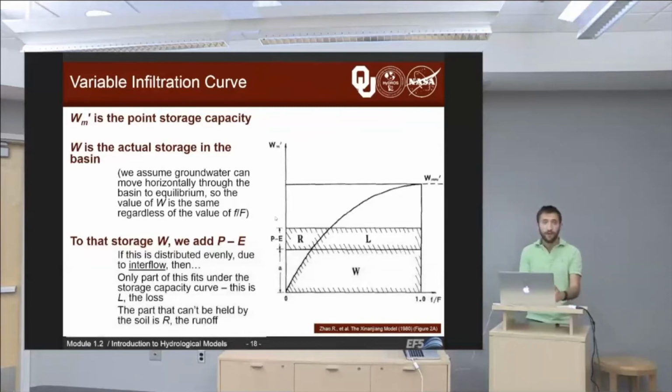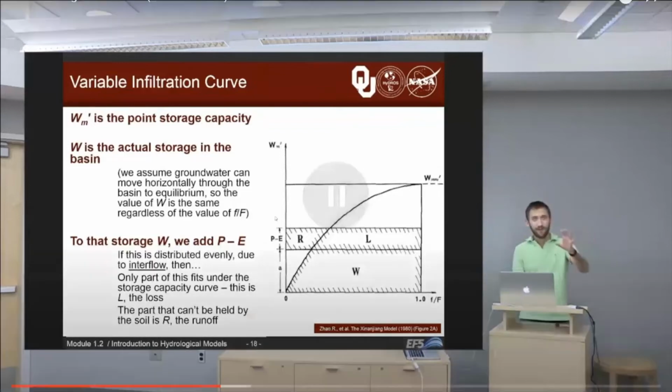Only part of that, though, fits under the infiltration capacity curve. That's L, which stands for loss. The part that doesn't fit under that curve is excess rainfall, R, for runoff, the part that cannot be retained by the soil.